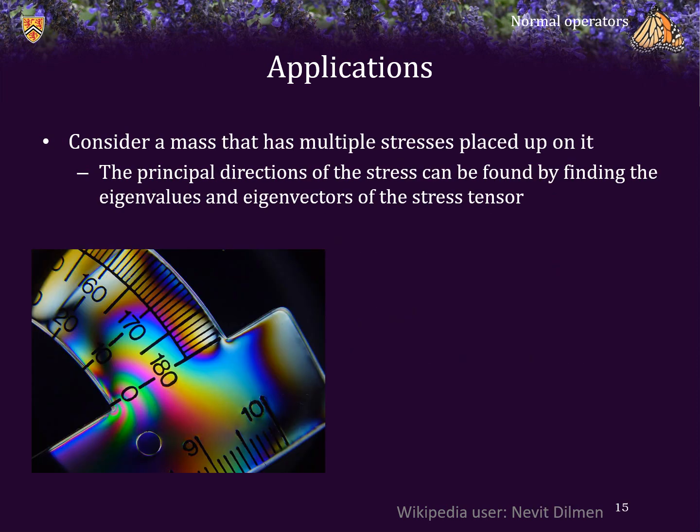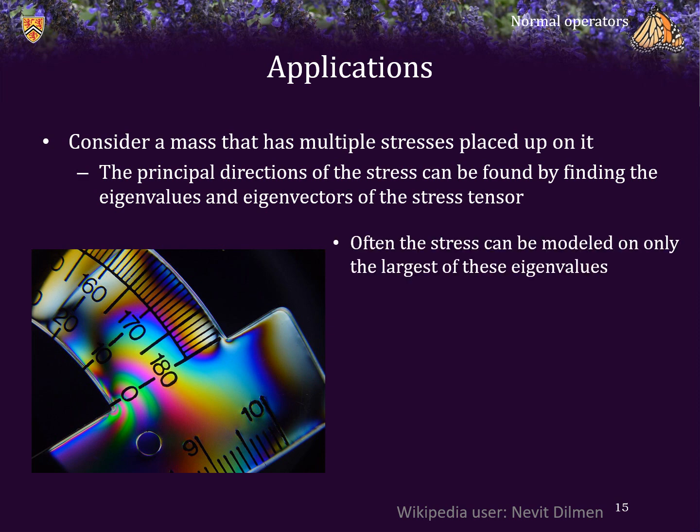Now, consider a mass that has multiple stresses placed on it. The principal directions of the stress can be found by finding the eigenvalues and eigenvectors of the corresponding stress tensor. Now here's an interesting image that uses polarized light to demonstrate where the different stresses occur in this protractor when certain pressures are placed upon it. Often stresses locally can be modeled only by focusing on the largest of these eigenvalues and its corresponding eigenvector.